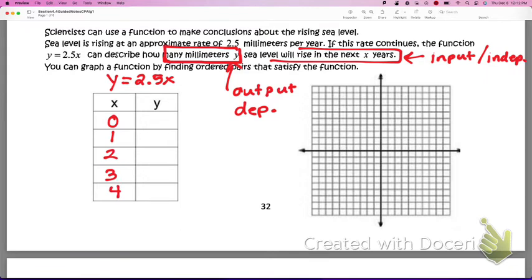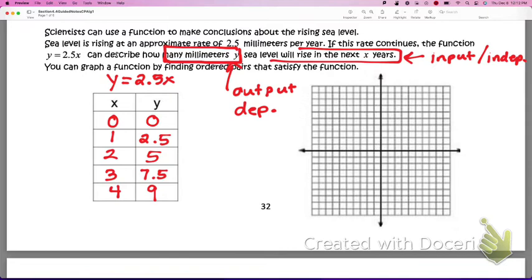So when we plug in 0 into this rule, my output's going to be 0. When I plug in 1, we get 2.5. What's 2.5 doubled? 5. Add another 2.5, we're at 7.5. Add another 2.5, we're at 10.